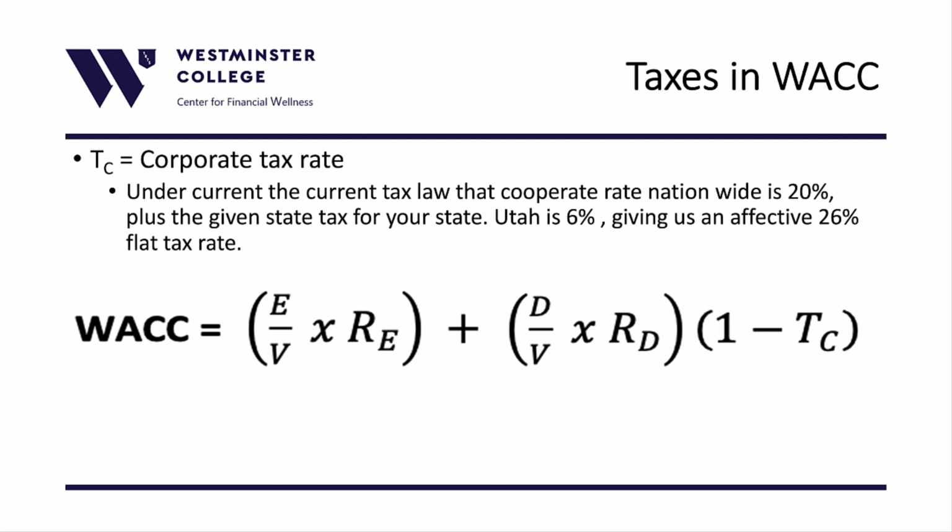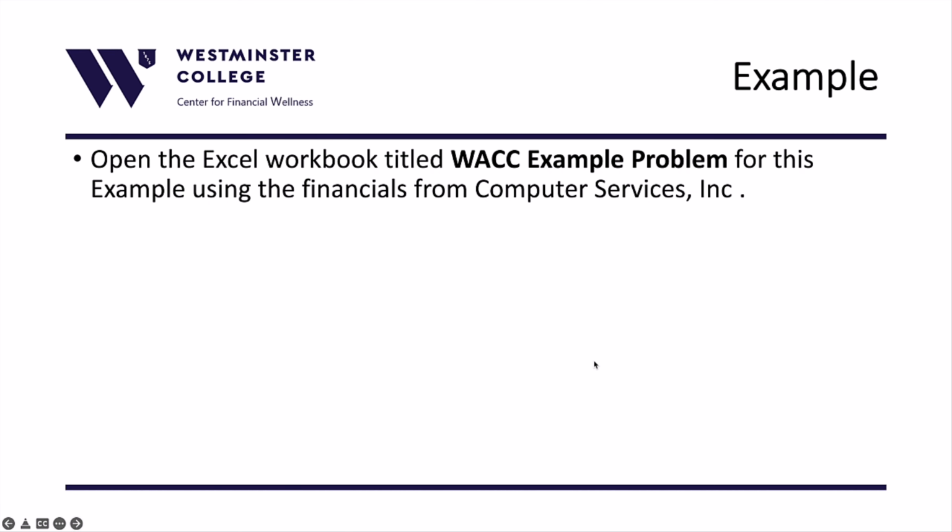So the last part is going to be the T subscript C. This is your corporate tax rate. Under the current tax law, the corporate rate nationwide is 20% plus the given state tax for your state. So for Utah, that is 6%, giving us an effective 26% flat tax rate for this equation.